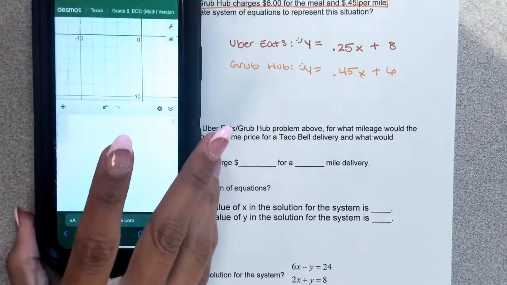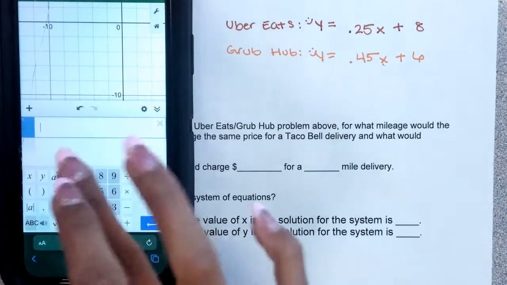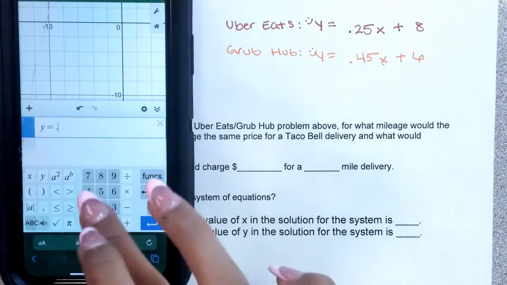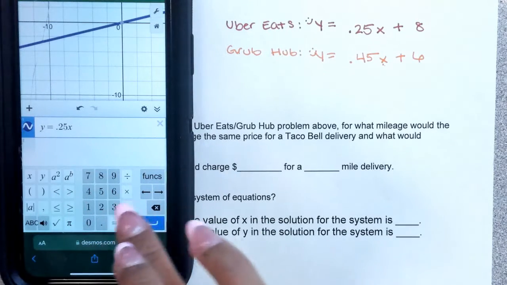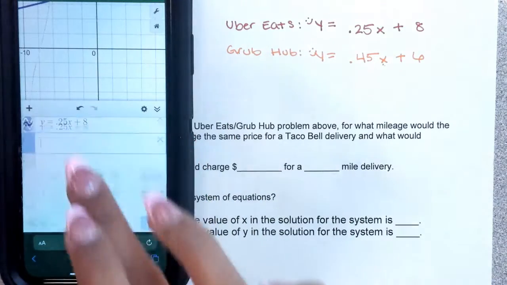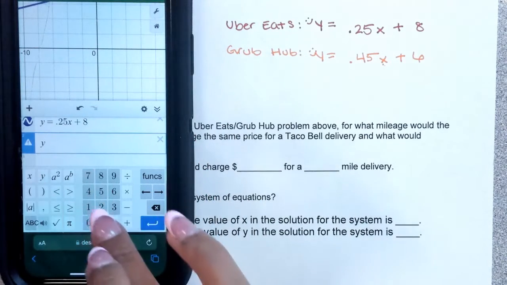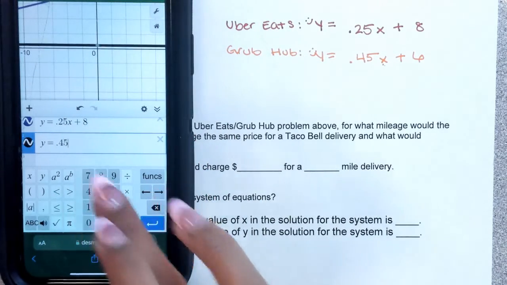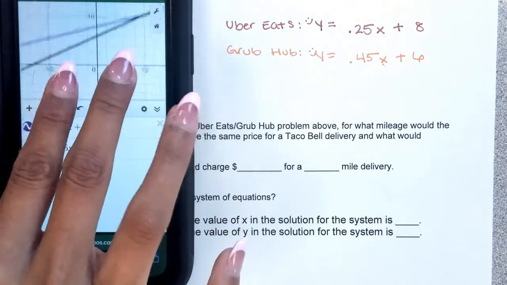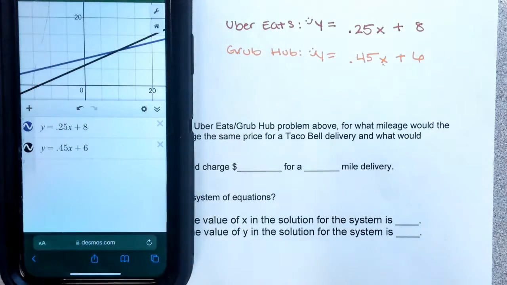So I have y equals 0.25x plus 8, and then I have y equals 0.45x plus 6. And as you can see, here are my two lines.